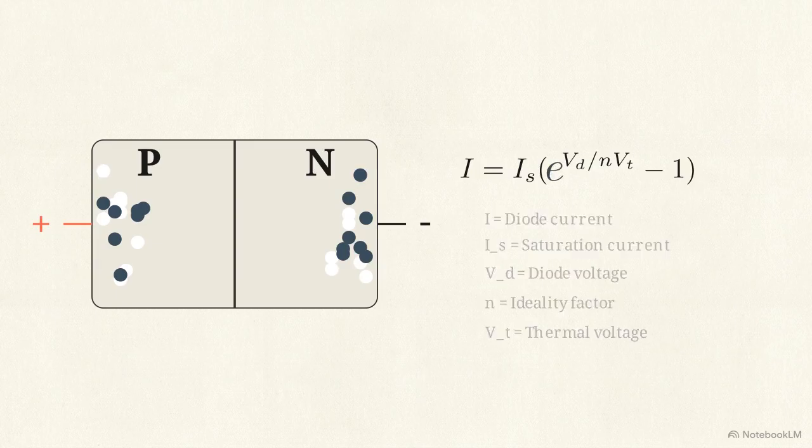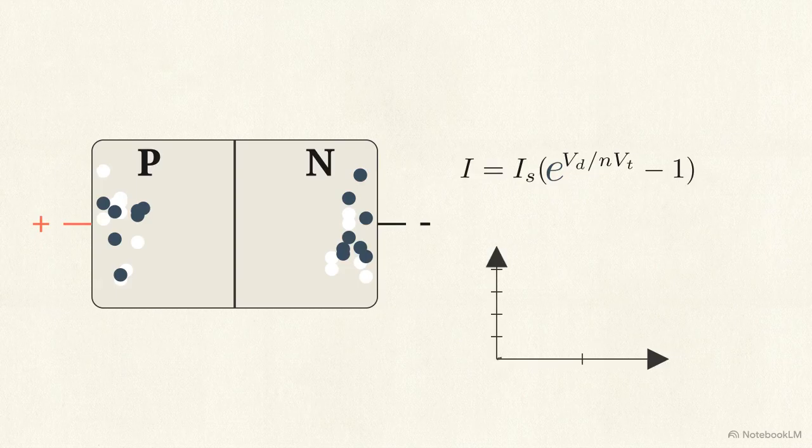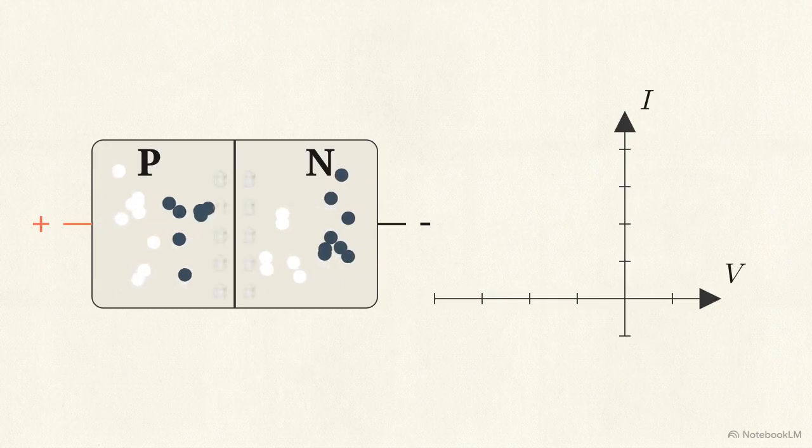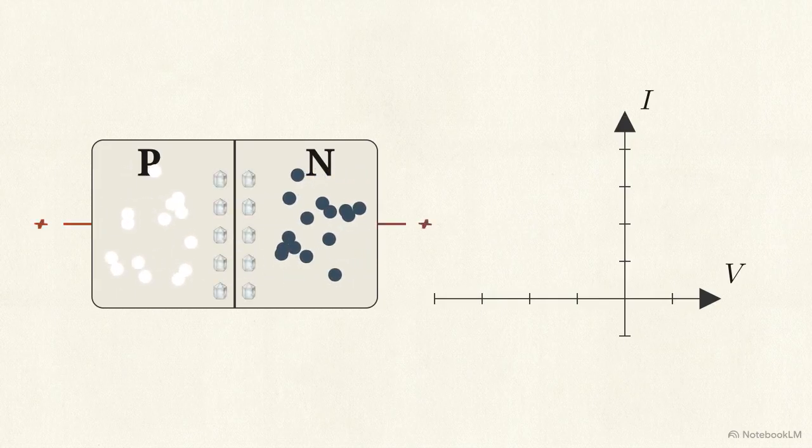To model this conduction mathematically, engineers use the Shockley diode equation, which calculates total diode current based on the applied external voltage. The critical component here is Euler's number. It proves that once the barrier is overcome, diode current increases exponentially, not linearly. A tiny increase in forward voltage results in a massive surge of current.